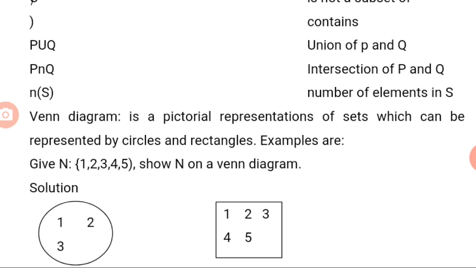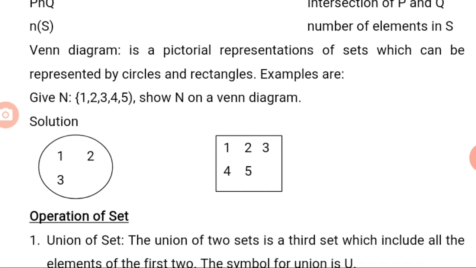A Venn diagram is a pictorial representation of sets, which can be represented by circles and rectangles. Example: given set N that has elements 1, 2, 3, 4, 5, show N on a Venn diagram.